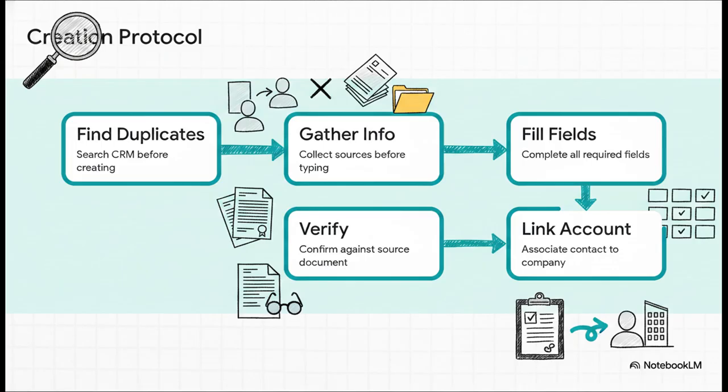It's actually a strict 5-step protocol. First up, always check for duplicates so you don't accidentally split a relationship history right down the middle. Second, gather all your info, your contracts, intake forms, before you start typing to avoid transcription errors. Third, fill every required field. Fourth, link the contact to the company account so it doesn't end up as an orphaned record floating in the void. And fifth, save and verify, reading every single field back against your source document.